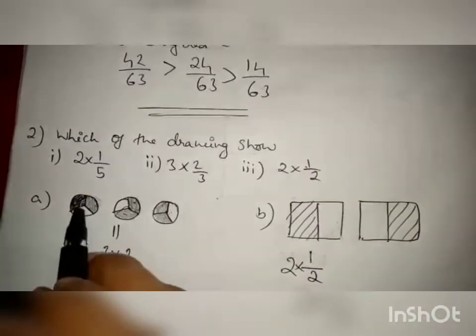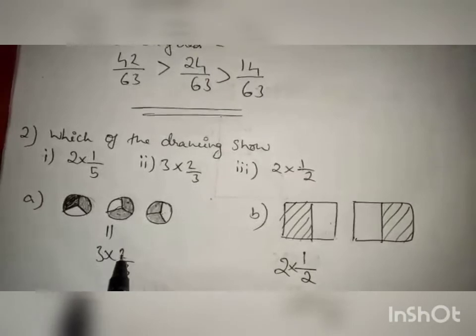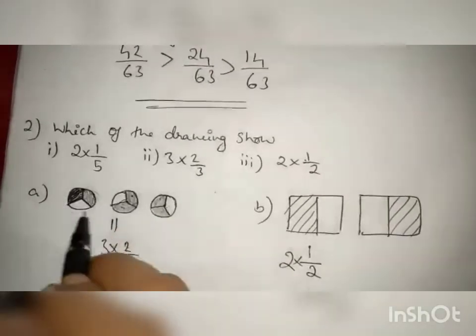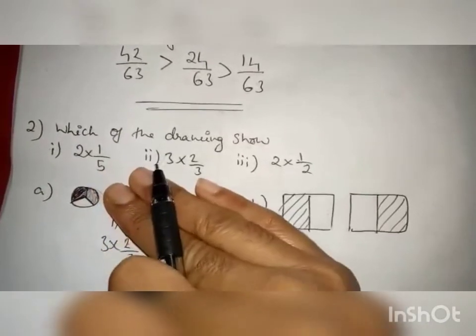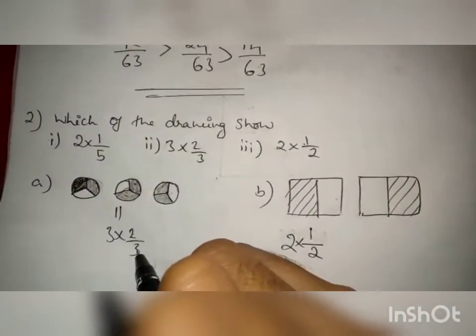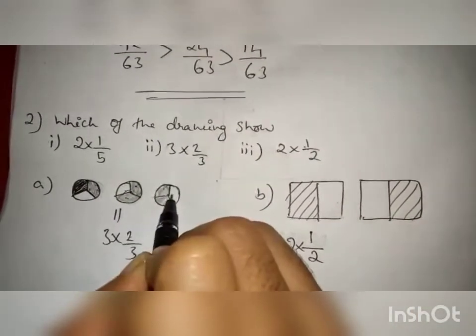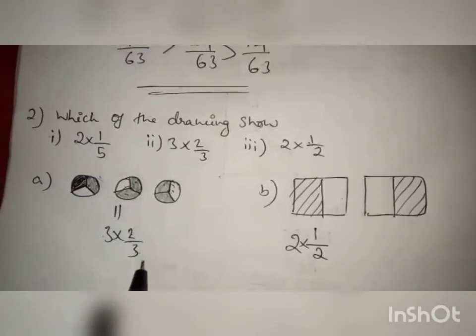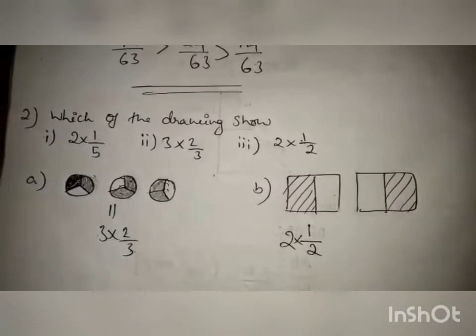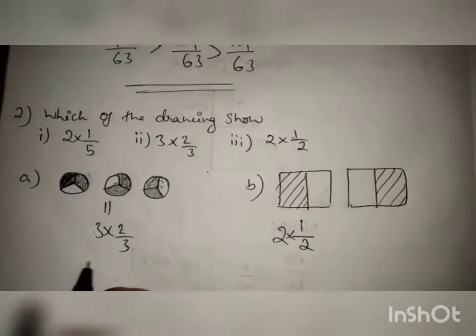Here also the colored part is 2, that you write in the numerator, and the total in one circle, how many parts are divided? 3 parts, so you have written 2 by 3. Then the total number of figures is 3. So 3 into 2 by 3. This is the answer.